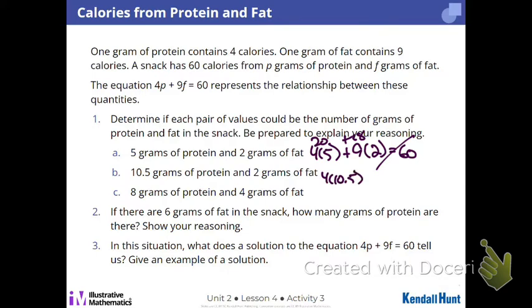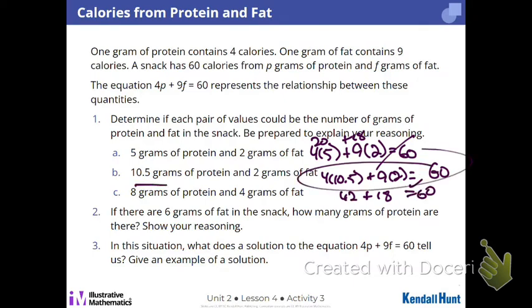Next, I'm going to try out 10.5 grams of protein and 2 grams of fat. Let's see if that equals 60. It does. How do you know? 42 plus 18 equals 60. So this works. 10.5 grams of protein, 2 grams of fat. And last, 8 grams of protein. Then we have 4 grams of fat, and those are at 9 calories each. So I got 40 and a 36. Is that total 60? No. So that doesn't work.